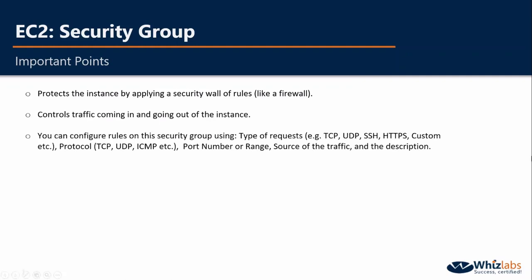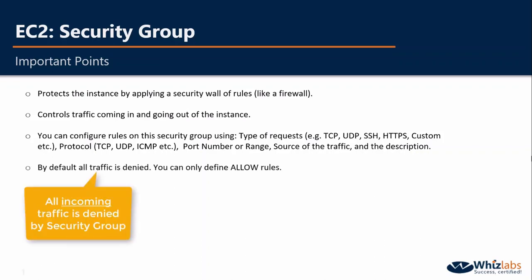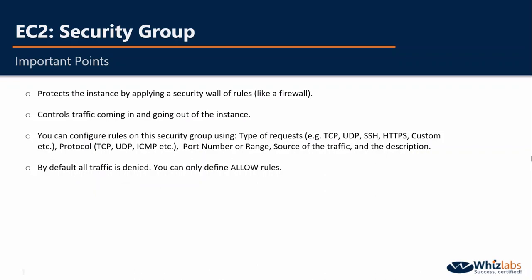You can configure rules on this security group using a type of request, that is SSH, etc., protocol, which could be TCP, UDP, ICMP, etc., port number or range, and the source of traffic. You can also give this rule some description. Note that by default, all the traffic is denied by the security group. You can only define allow rules. That is, you start opening the doors for the traffic and the source that you want.